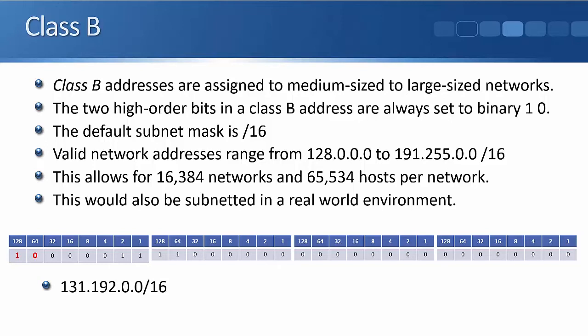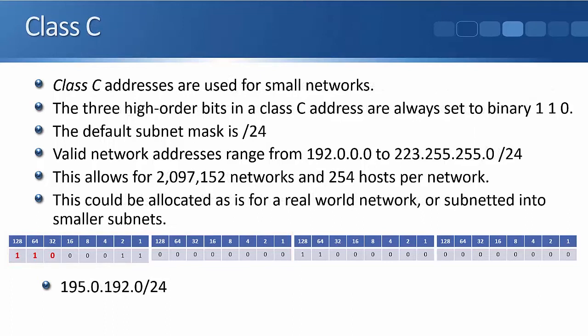And the valid network addresses range from 128.0.0.0 to 191.255.0.0. Again, this is a Class B. The subnet mask is the first 2 octets, so the ranges use the first 2 octets. So 128.0 to 191.255. That allows for 16,384 networks and 65,534 hosts on each of those networks. Again, you would never have a flat subnet with up to 65,000 hosts in there. If you were given a Class B network in the real world, again, you would subnet it into smaller subnets.